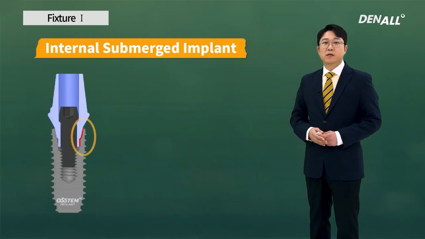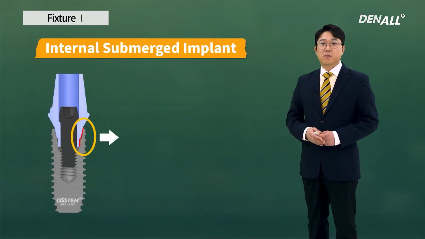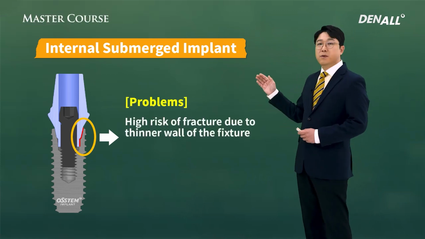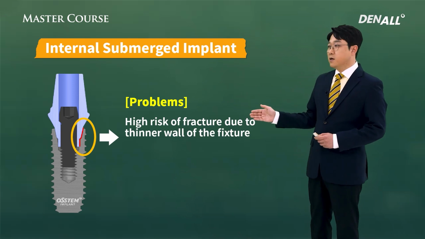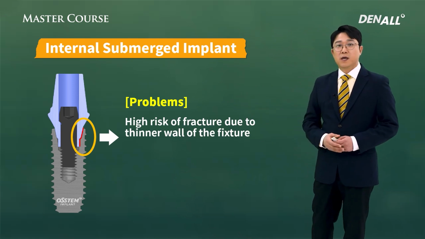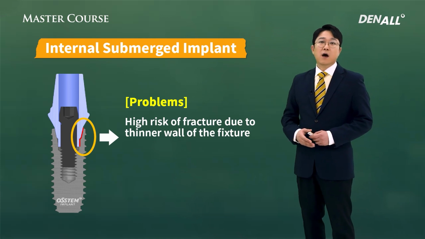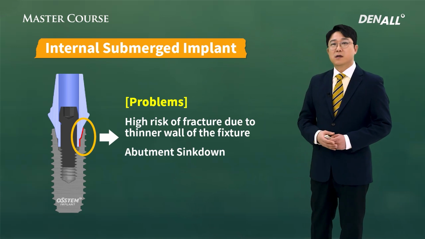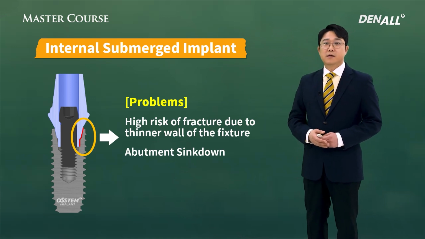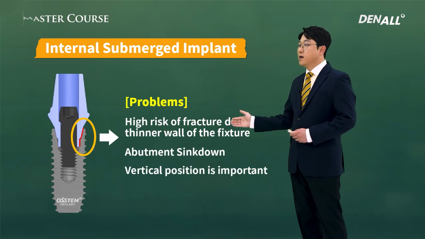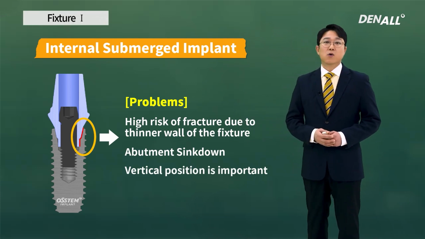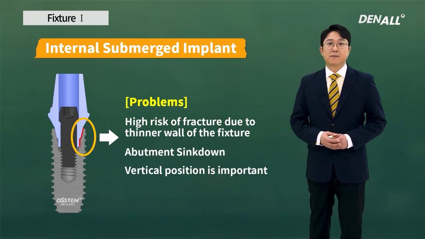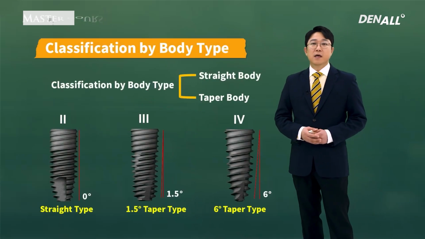Due to the difference, the internal submerged implants have many problems. First, there's a high risk of fracture due to thinner wall of the fixture. Second, the abutment connection structure does not have a stop, therefore sink down can occur. Third, in thin biotype, if the implant is placed shallow, fatal bone resorption can occur. That is the disadvantage of the internal submerged implant.